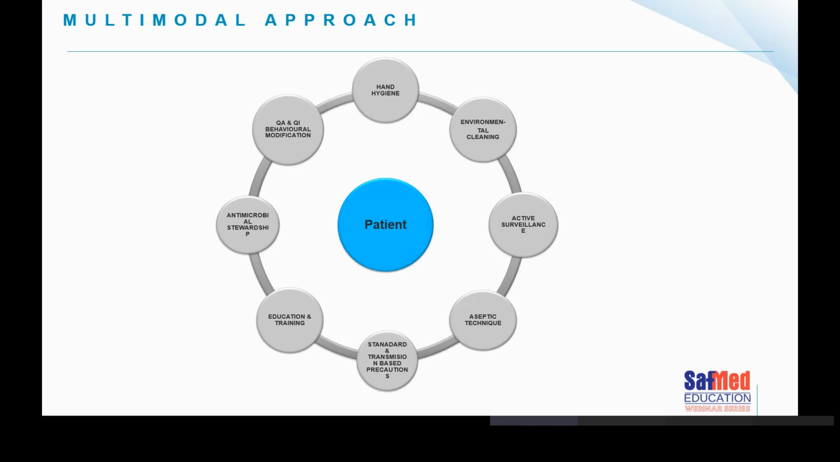We need to focus on hand hygiene, environmental cleaning. We need to do surveillance of where we are in terms of our HAIs. How many surgical site infections do we have? What is causing the surgical site infection? We have to look at the aseptic technique, standard and transmission-based precautions, education and training, antimicrobial stewardship, and then we need to look at behavioral change and continuous improvement.